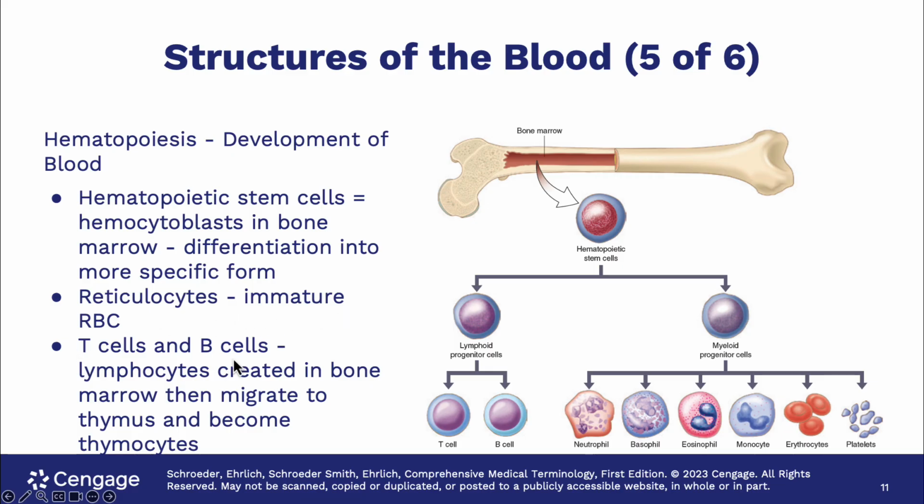T cells and B cells are also produced there. These are lymphocytes, and we'll learn more about those in a future lecture on the lymph system.